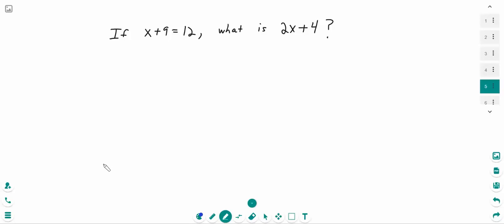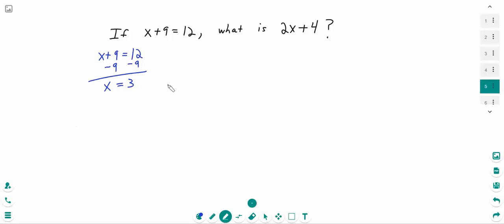All right, so moving on now to the next part of our lesson for today. Very easy. We're talking about two-step problems. And basically all this means is we're given an equation to solve for a variable, and then we're asked to use the value of that variable to solve for an expression. Okay, so if x plus 9 equals 12, what is 2x plus 4? So the first step in this problem is to solve this equation. x plus 9 equals 12. Let's find out what x is. And we do that by solving the equation. So we'll subtract 9 from both sides. We end up with x is equal to 3.